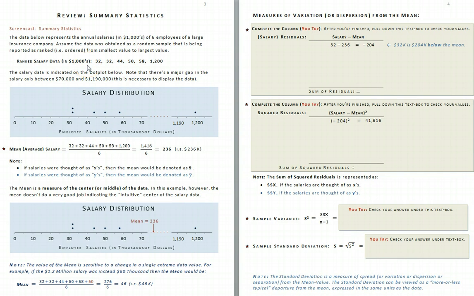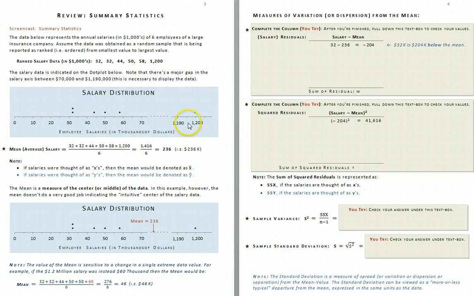We assume we've obtained a random sample of 6 employee salaries from a large insurance company. The salaries are expressed in thousands of dollars and have been ranked from smallest to largest salary. The salaries are $32,000, another $32,000, $44,000, $50,000, $58,000, and it looks like we've got a C-level employee in this, $1.2 million.